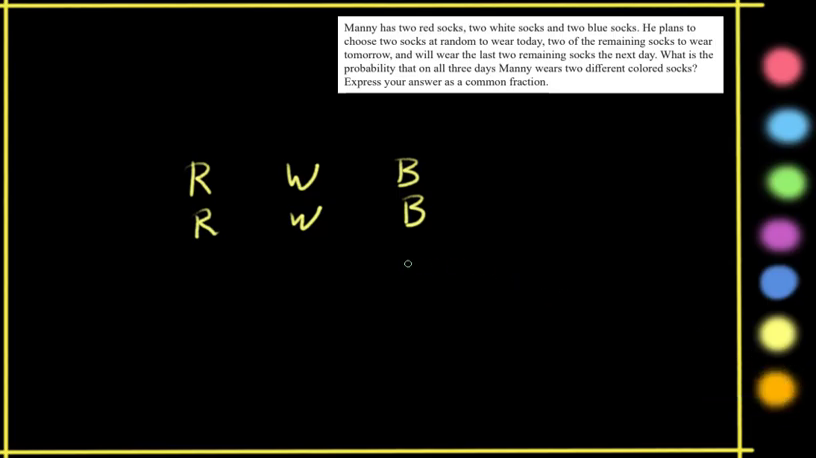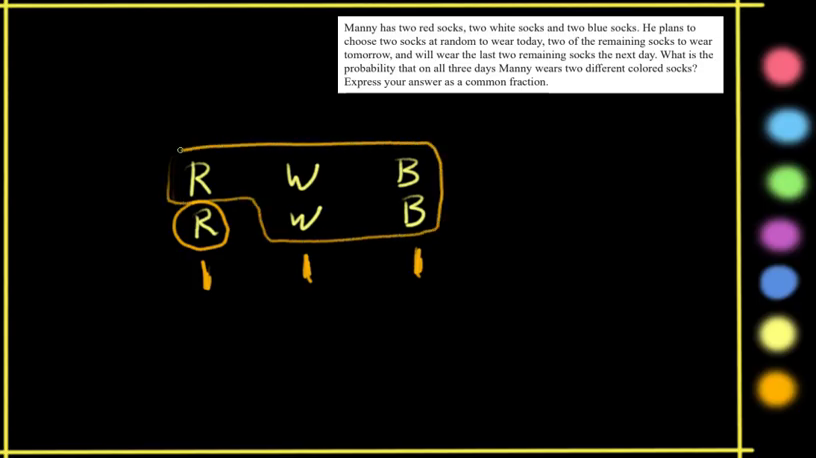So I think it's useful to break it down into the 3 days. Let's start with the first day. What's the probability that he's going to wear mismatched socks on the first day? Well, I think it's useful to think about him picking one sock first and then picking the other sock. So the first sock might be red, it might be white, it might be blue. But whatever it is, let's say it's red, there's going to be a 4/5 chance that he's going to have a mismatched sock, because once he picks that one, of the 5 remaining, 4 of them will be mismatched, right?